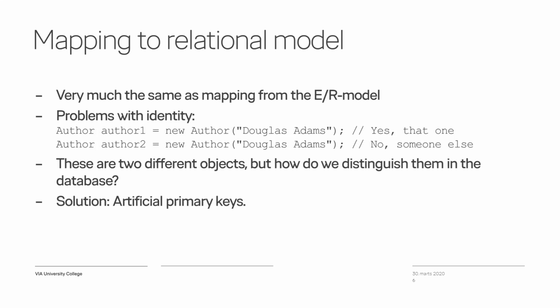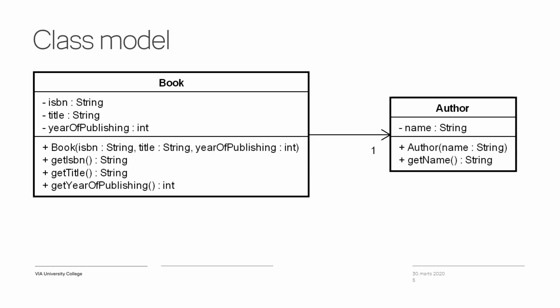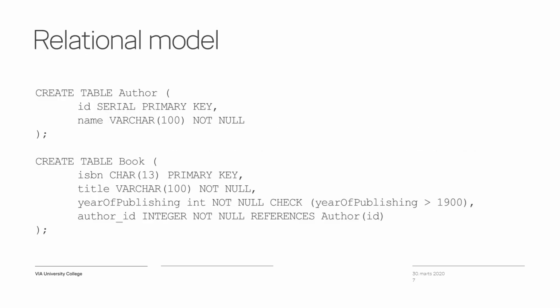The rest is just the usual mapping from the ER model. A book has one author. An author can write many books. We have a one-to-many, and we know how to deal with it. The author's name is just a varchar because it's a string. I'm not allowing null names, because it wouldn't make sense to have an author with no name.